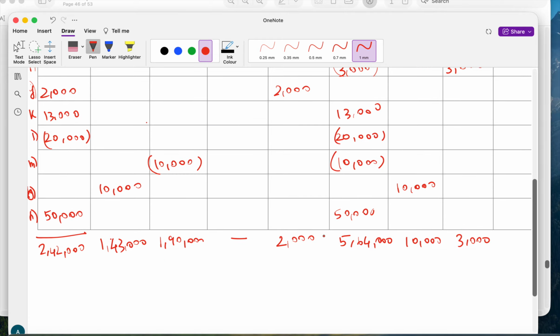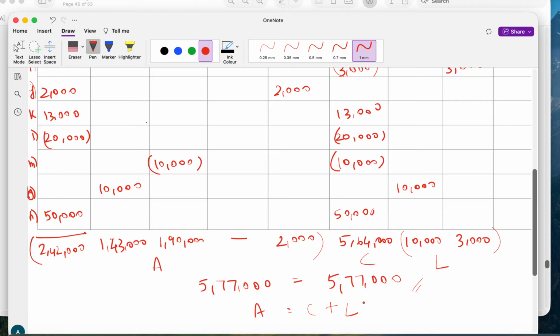Okay, now all these are assets. So summing up, it stands at 5,77,000. This is capital and these two are liability. So together they also come to 5,77,000. So hence asset is equal to capital plus liability.